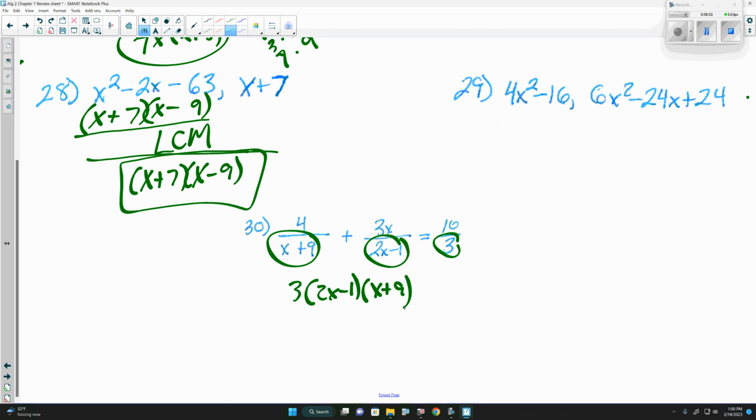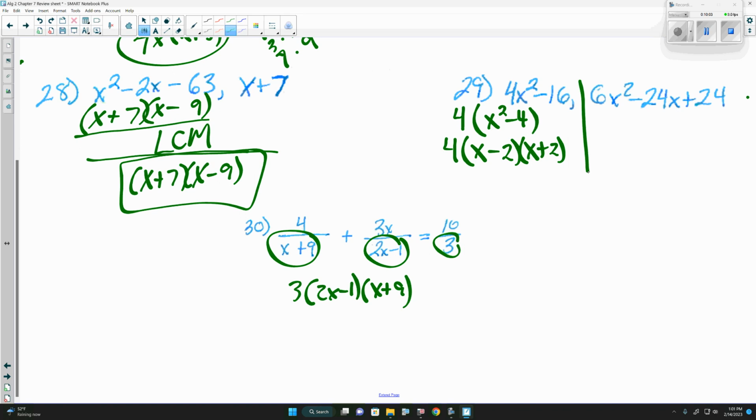If we looked at 29, between 4x squared and 16, they have a greatest common factor of 4, which we would factor out, leaving us with x squared minus 4. Now x squared minus 4 is a difference of perfect squares, and it would factor to x minus 2 times x plus 2. Questions on this so far?